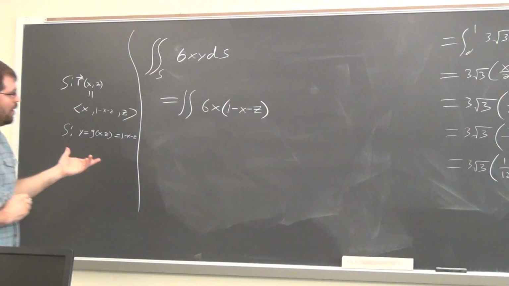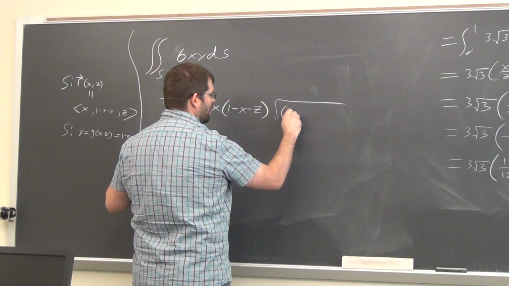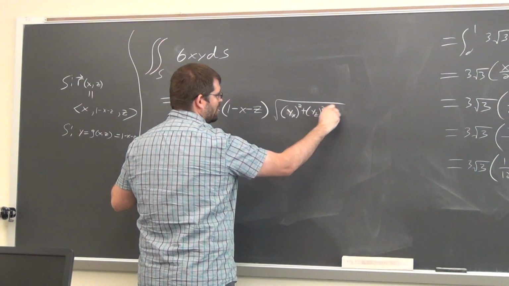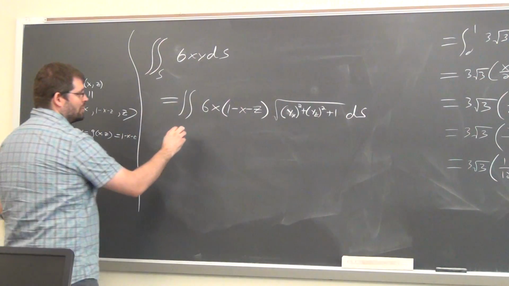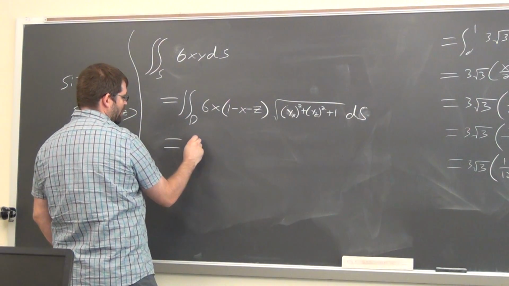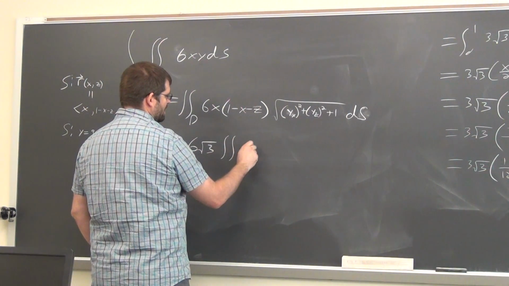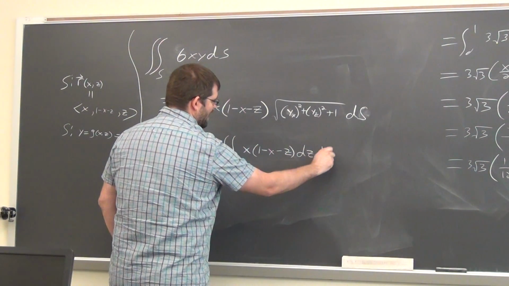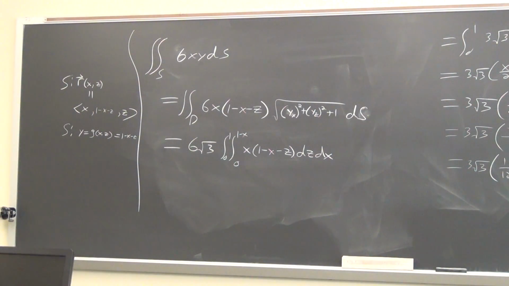It turns out to be the square root of 3 again, but this time you should think of it as y sub x squared plus y sub z squared plus 1, right? And again, you'll get a square root of 3. Let's do dS over D. And so again, you'll end up with a 6 square root of 3, and then I just leave it like this, 1 minus x minus z. And if we do dz dx, it's the same setup as before, and if you integrate that, you should get the same thing.